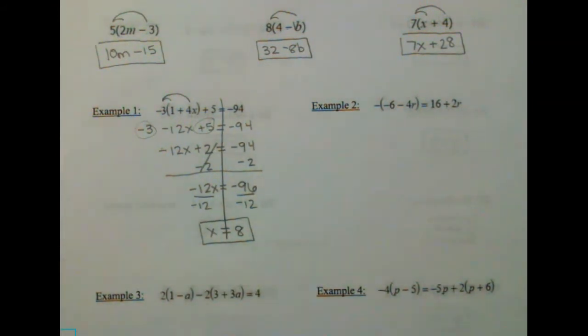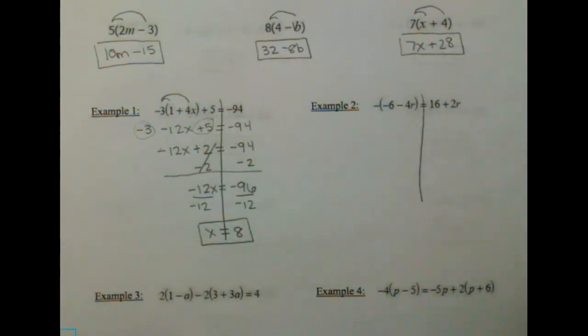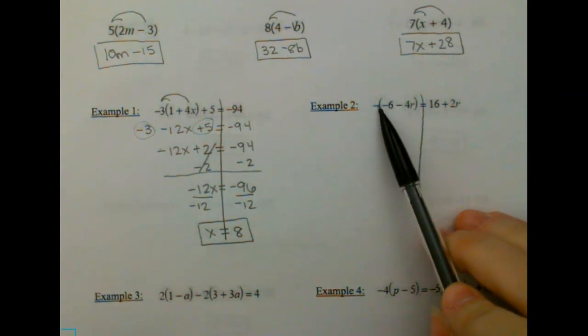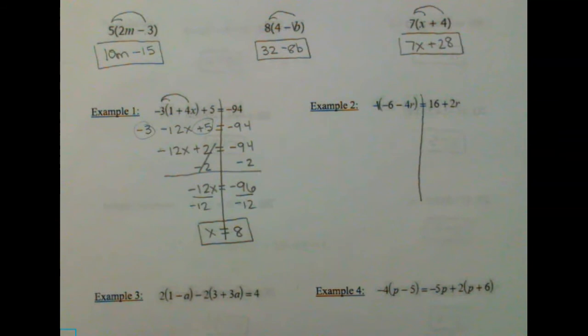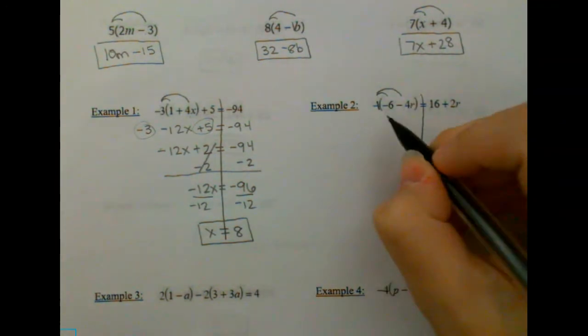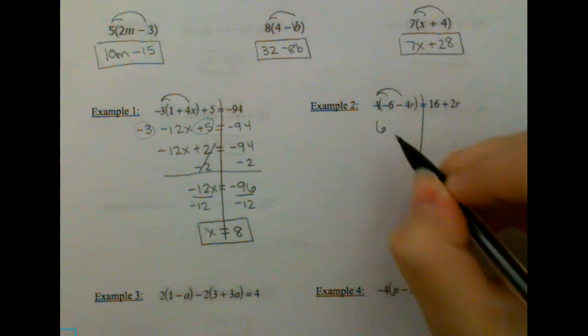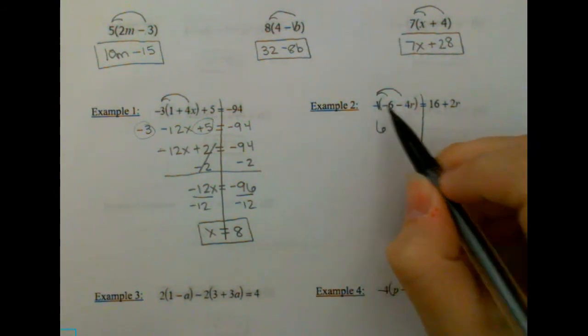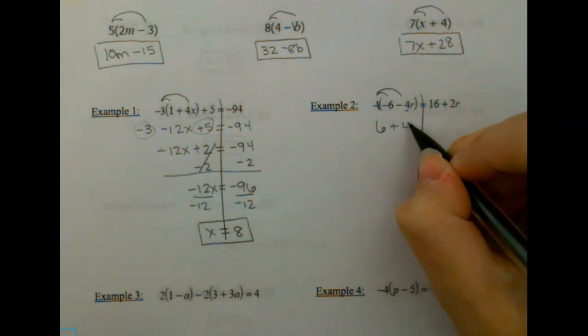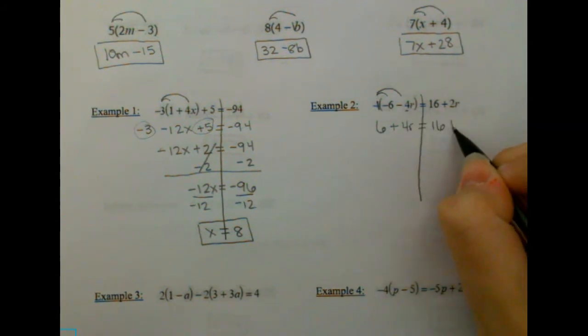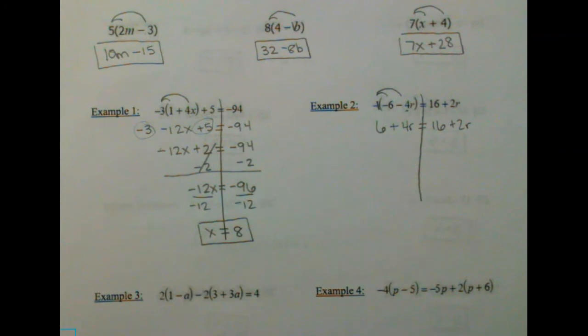Example 2 also has distributive property, but there's something a little bit different about it. Draw your line like normal. Notice that in front of this set of parentheses, I have this minus sign, but there's no number. It just means that there's an invisible 1 here. So I like to draw in that invisible 1, and then you have to distribute that invisible 1 to both things inside. So negative 1 times negative 6 gives me a positive 6. Negative 1 times negative 4r gives me a positive 4r. And then bring down the 16 plus 2r.